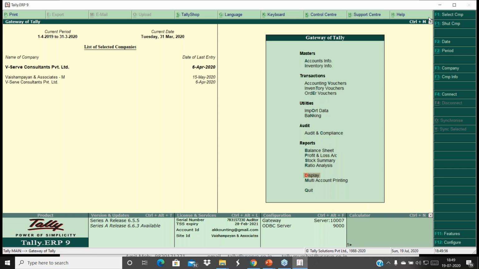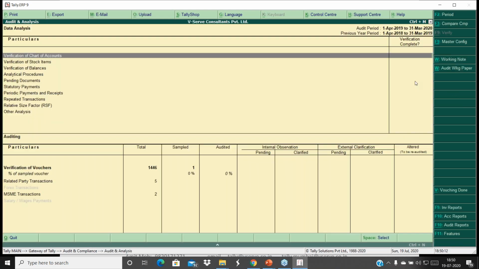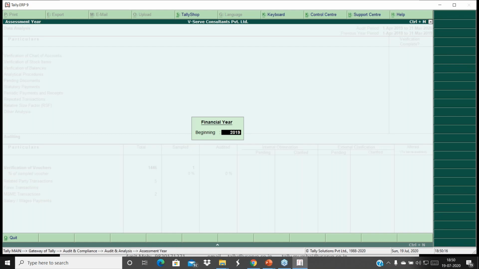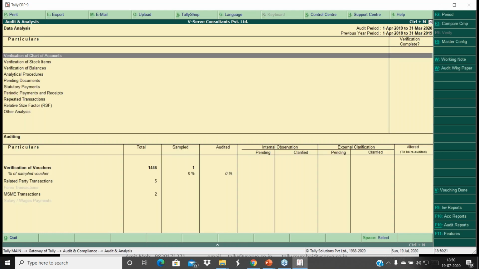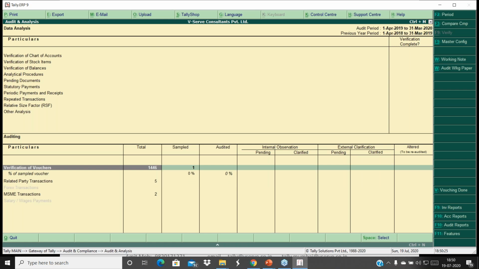Okay, now what is this audit and compliance features all about? I'll go to audit documentation a little later. Let me start off with audit and analysis. This is one of the fantastic features which Tally gives you. So I'm saying it is beginning with 2019. It is showing me how many transactions I already have and how it has to be audited.